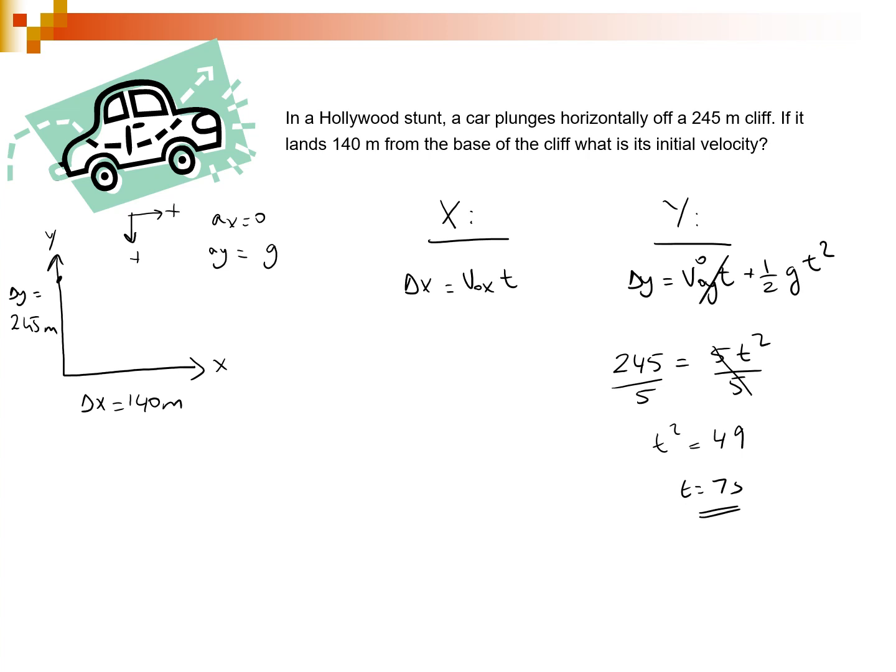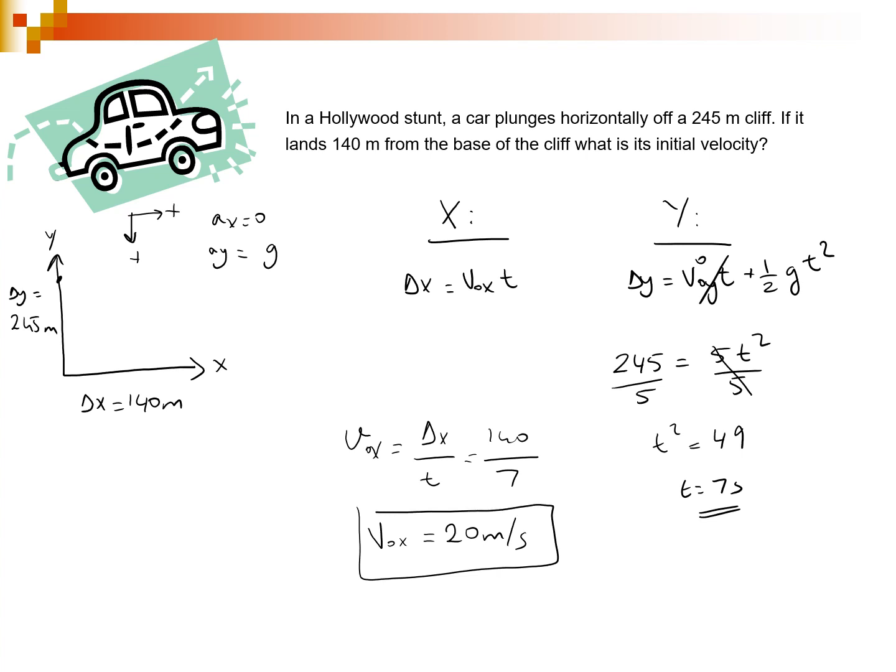And then going back to the horizontal, v original x is going to be delta x over t. So it is going to be 140 divided by 7. The original x is equal to 20 meters per second. See, it makes no difference if you took downward as positive or upward as positive. It still gives you the same exact answer. So you have a freedom here to choose how to solve this kind of problems.